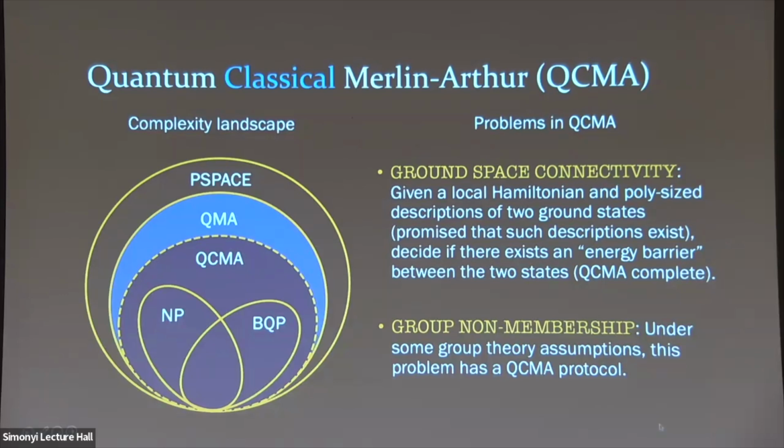Another example of a problem in QCMA is just going back to this group non-membership. We don't know that it's in QCMA, but under some group theory assumptions that I think some people consider plausible, there actually is a classical witness to prove to a quantum verifier that an element is outside of a subgroup. Are you going to talk more about the nature of this group theory assumption?